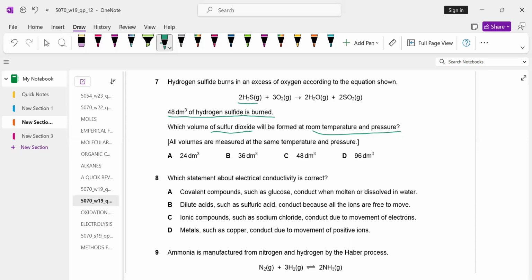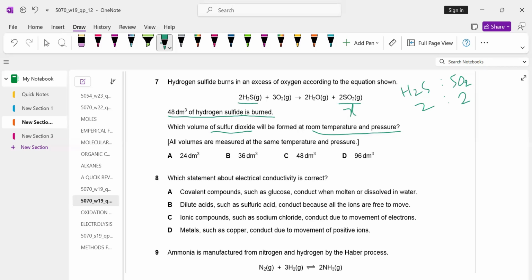48 dm³ means 2 moles of hydrogen sulfide, and 48 dm³ of hydrogen sulfide is burned. Now here you can see that sulfur dioxide also has 2 moles, and you need to find this X here. So what you will do is use the ratio method. Hydrogen sulfide 2 moles, and sulfur dioxide also has 2 moles.